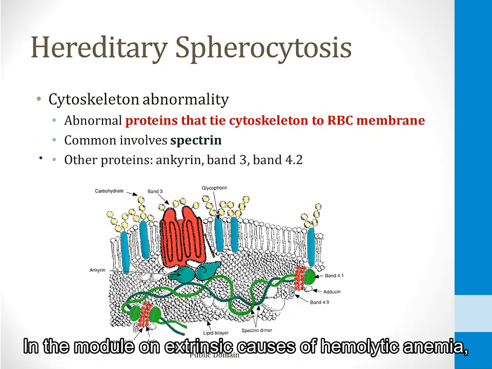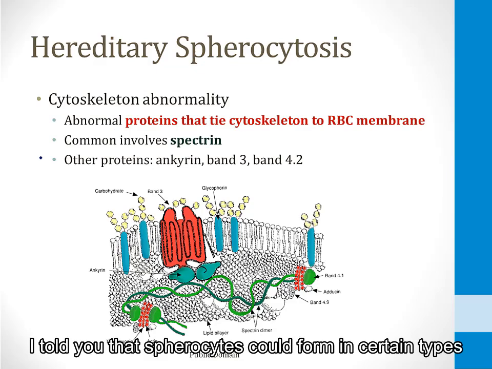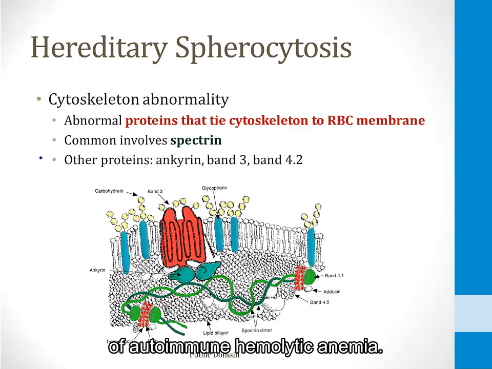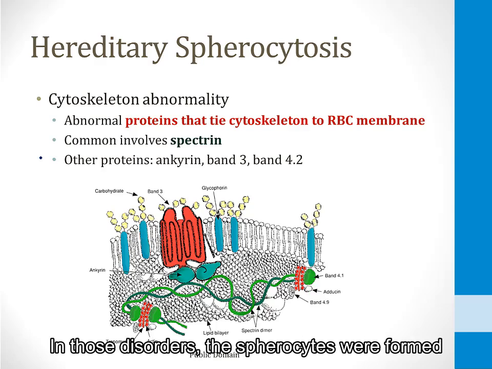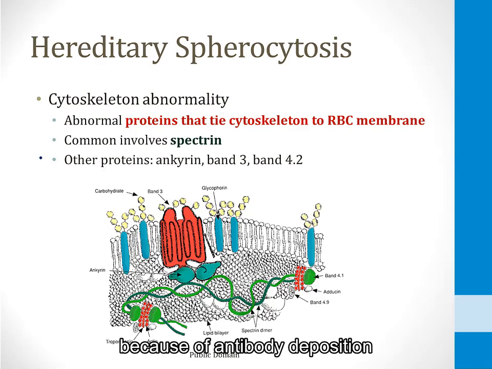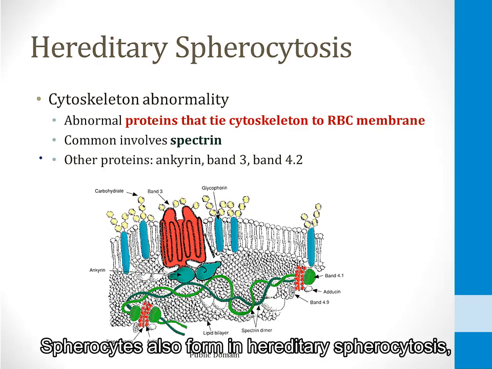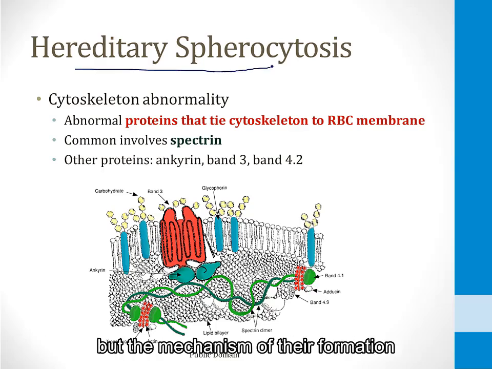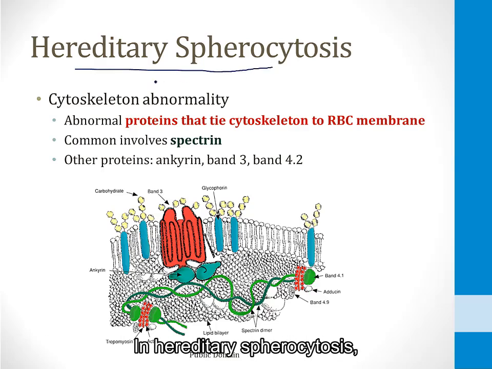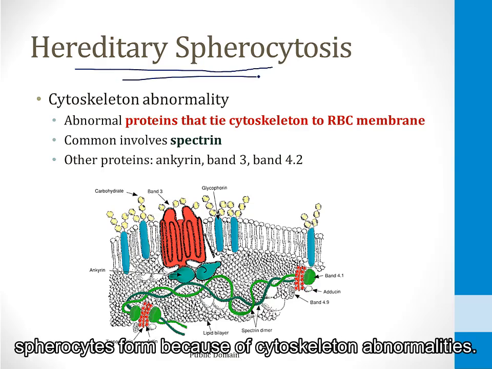In the module on extrinsic causes of hemolytic anemia, I told you that spherocytes could form in certain types of autoimmune hemolytic anemia. In those disorders, the spherocytes were formed because of antibody deposition on the red blood cell membrane. Spherocytes also form in hereditary spherocytosis, but the mechanism of their formation is completely different. In hereditary spherocytosis, spherocytes form because of cytoskeleton abnormalities.